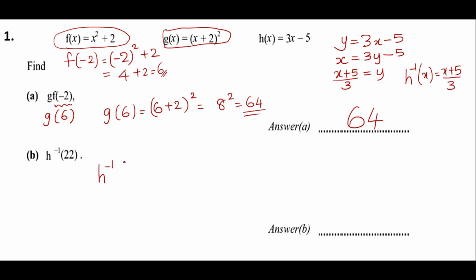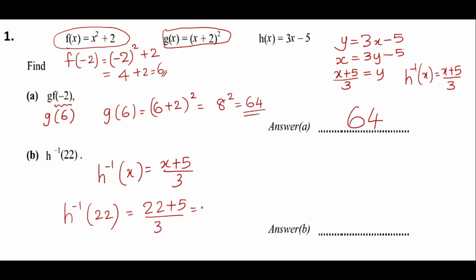Since I have the value for h inverse of x, which is x plus 5 over 3, my question is to find h inverse of 22. That means in place of x I'm going to replace with 22. So 22 plus 5 over 3, which is 27 over 3, giving me an answer 9. So this is my answer.